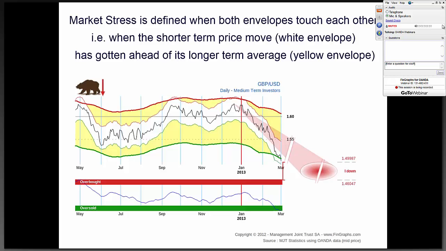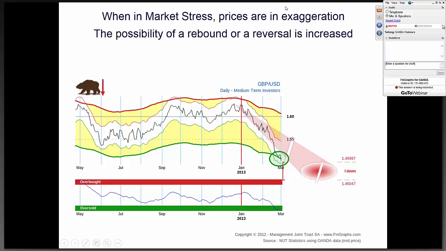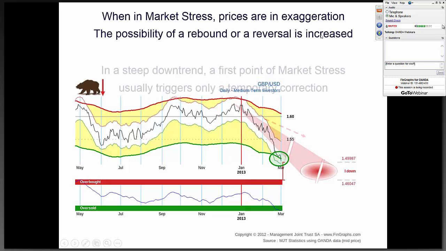So first, market stress. Market stress is defined when both envelopes touch each other. So when the shorter term price move, the white envelope, has gotten ahead of its longer term average, the yellow envelope. So this is a market stress point to the downside, and you can see several market stress points here to the upside. When in market stress, prices are in exaggeration. The possibility of a rebound or a reversal is increased.